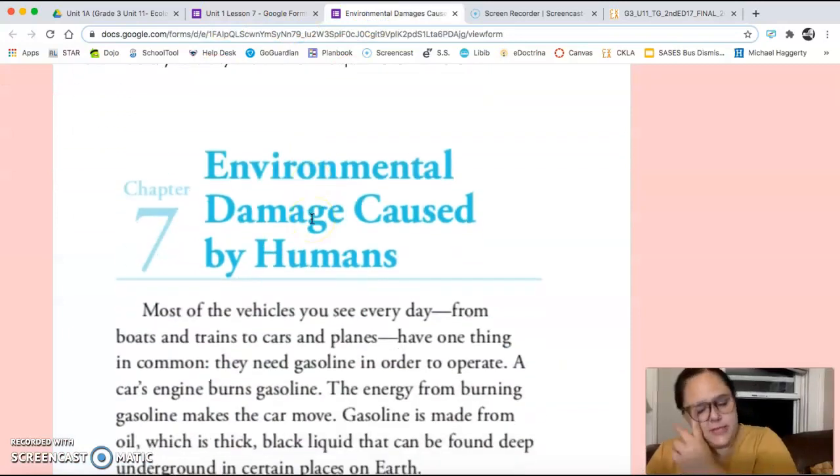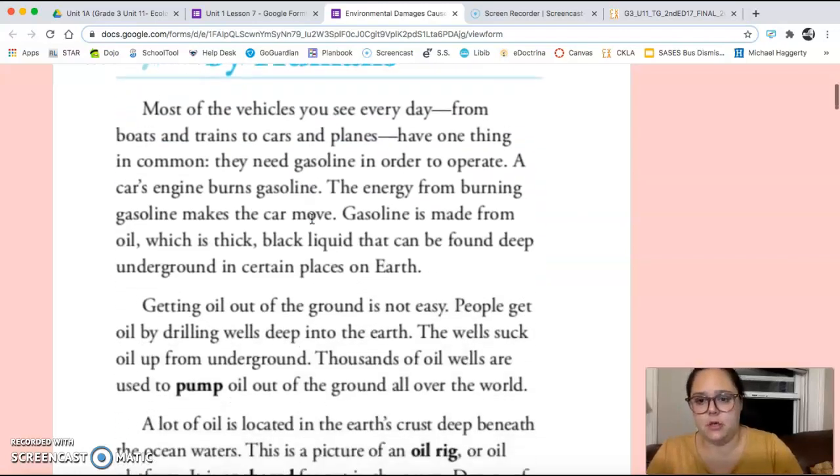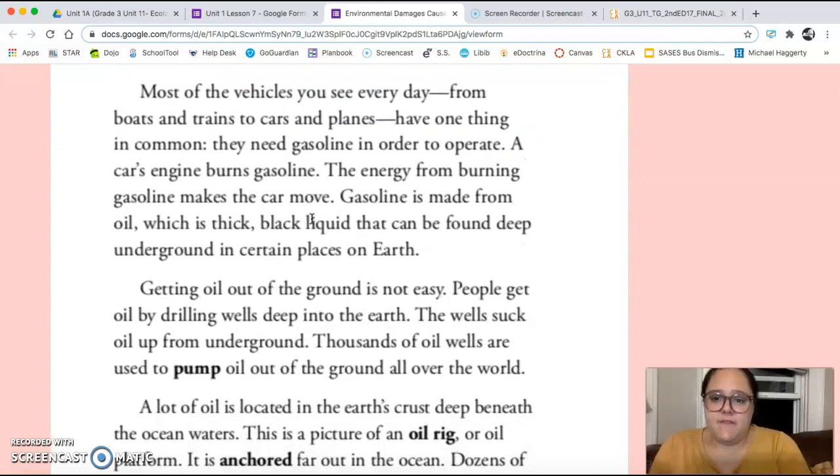Okay, we're going to read chapter 7, which again is titled Environmental Damage Caused by Humans. Most of the vehicles you see every day, from boats and trains to cars and planes, have one thing in common. They need gasoline in order to operate. A car's engine burns gasoline. The energy from burning gasoline makes the car move.